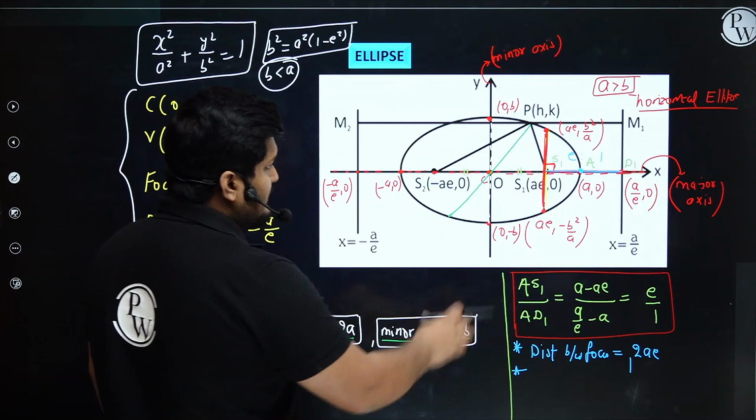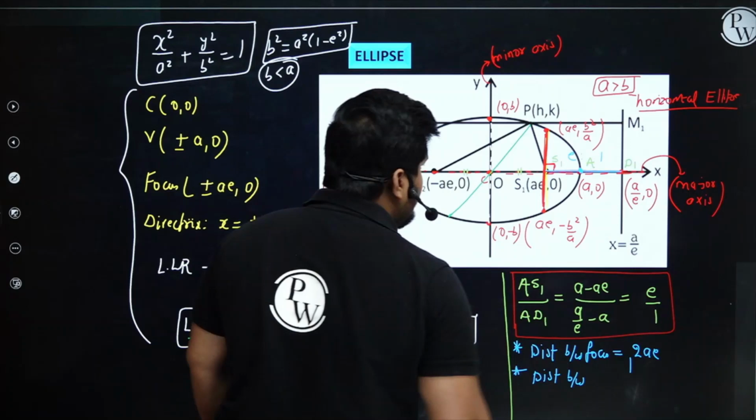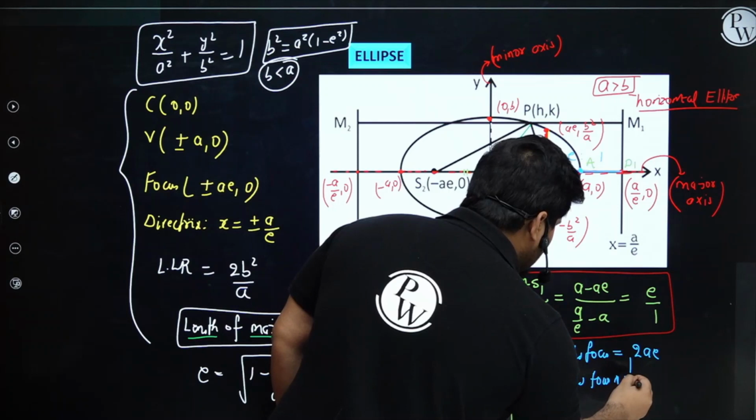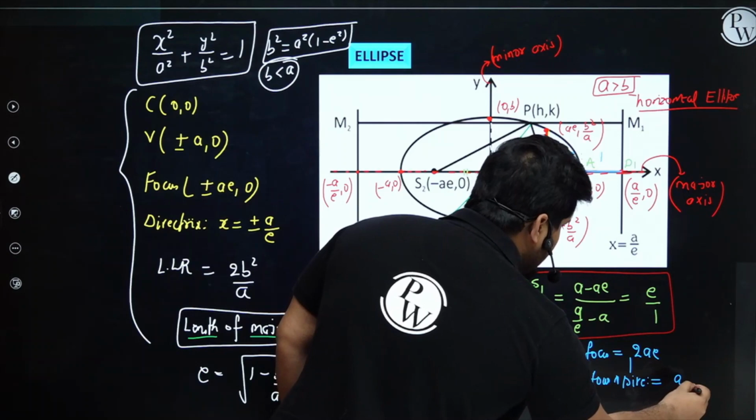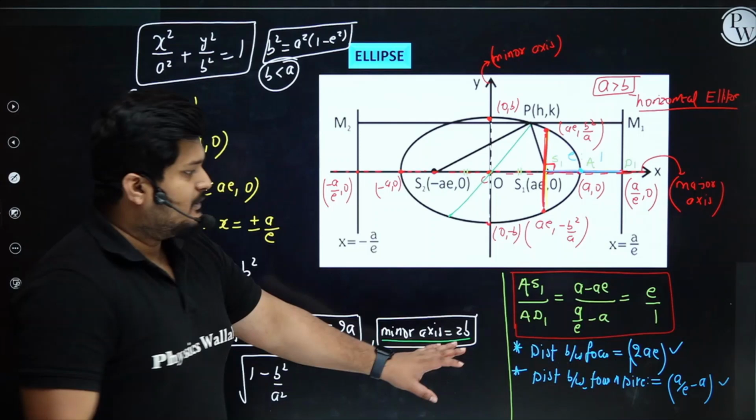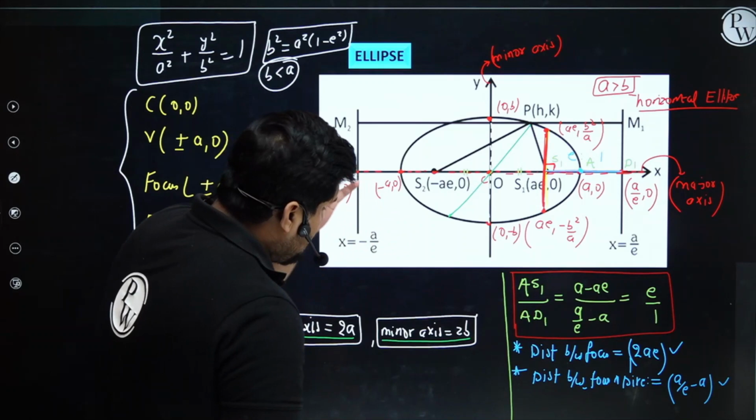Fine. Now for this horizontal ellipse, if the distance between foci is 2AE, what is the distance between focus and corresponding directrix? The distance between focus and corresponding directrix will be A/E minus AE. Now all these things are going to be useful, right? Nothing written here is useless. Everything, you are going to use it somewhere. Now this is one more thing which I want to write here about this ellipse.